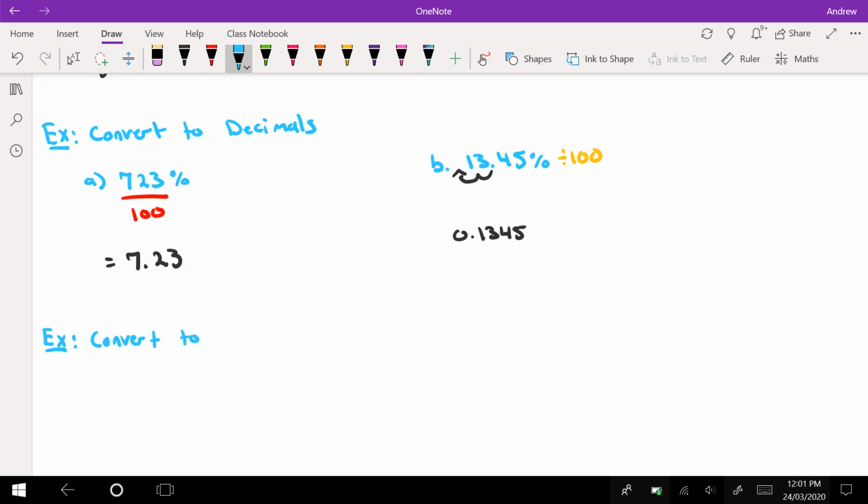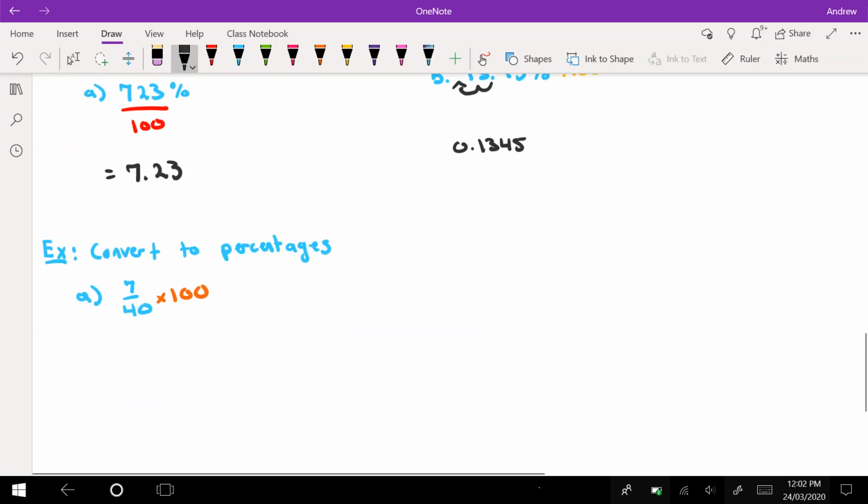Convert to percentages. First one, we're going to have 7 over 40. Now, how do we make a fraction into a percentage again, guys? Times by 100. So we're going to times 7 over 40 by 100. So 7 over 40 times 100 over 1. How can I simplify that?